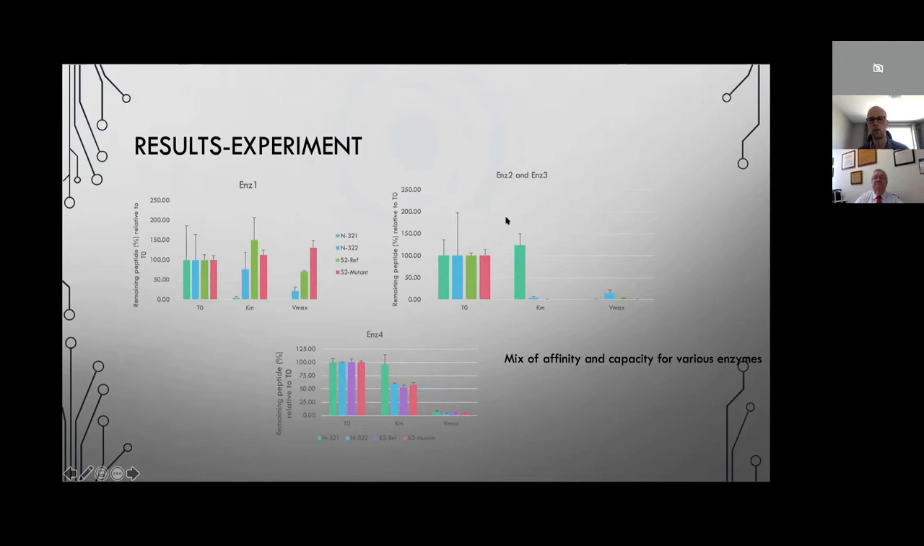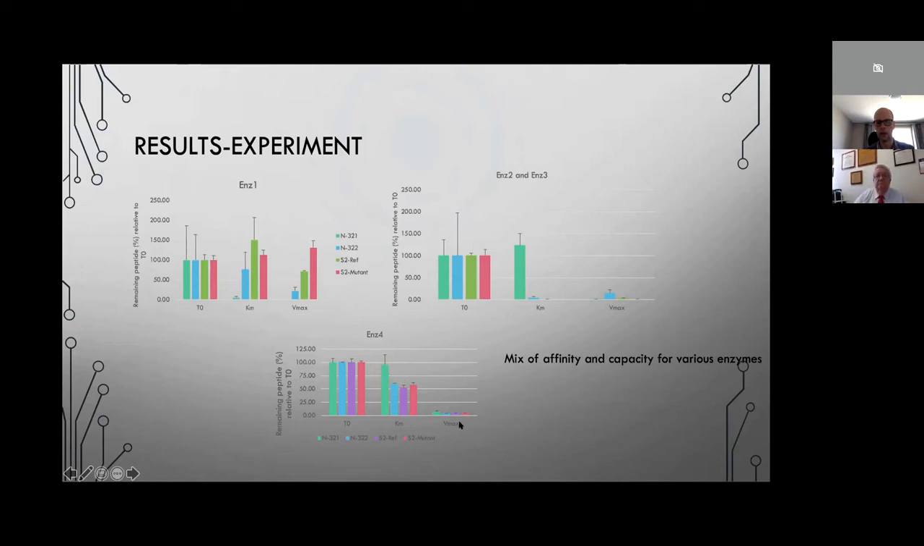You see, for example, for enzyme 2 and 3, we have only one peptide with low capacity, but high capacity, but low affinity with that peptide. If you look at enzyme 4, which has for every peptide very low affinity, but high capacity. So that means that enzyme, if you look at that enzyme, it will not be very important in a viral initiation. It will not be very important there at the beginning of the infection.